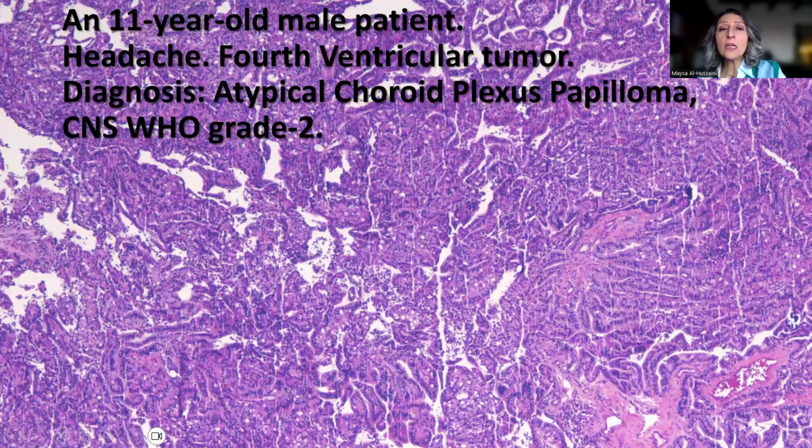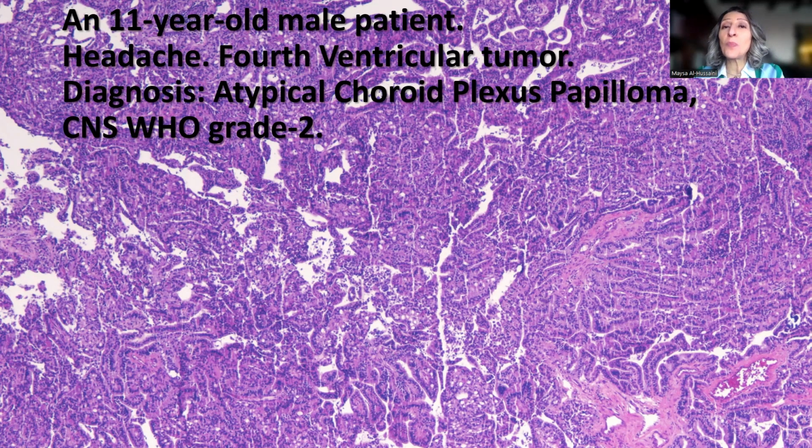So the final diagnosis in this case is atypical choroid plexus papilloma, CNS WHO grade 2. Remember that atypical choroid plexus papilloma is a diagnosis that is rendered on histology. This is based primarily on mitotic figures, the presence of 2 or more mitoses per 10 high power fields, in the presence of other supportive features, including some solid growth patterns, some pleomorphism, even sometimes necrosis.